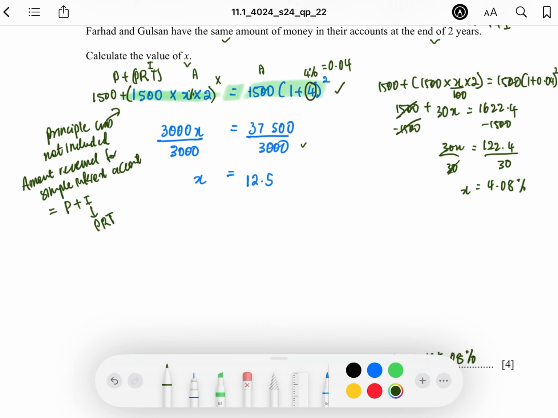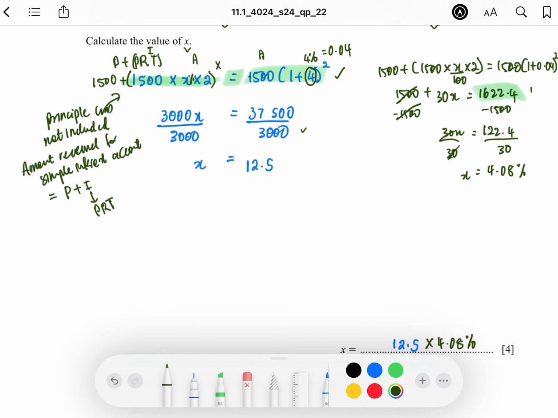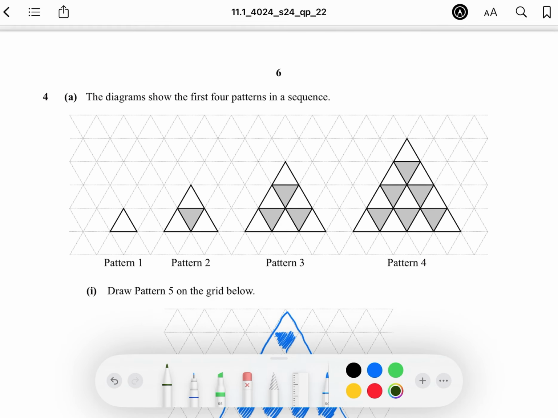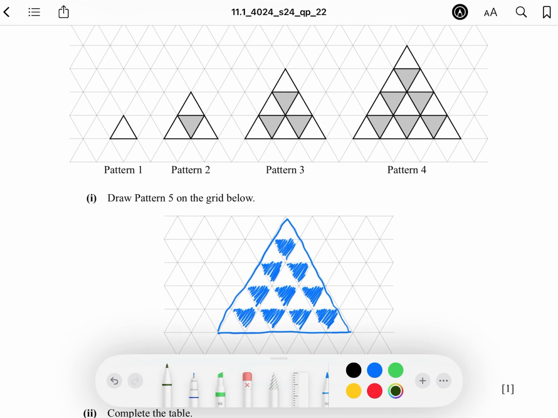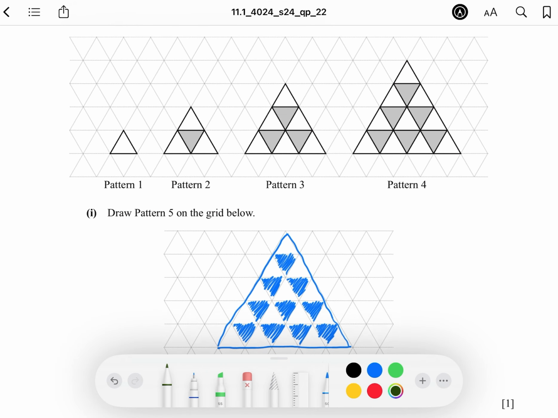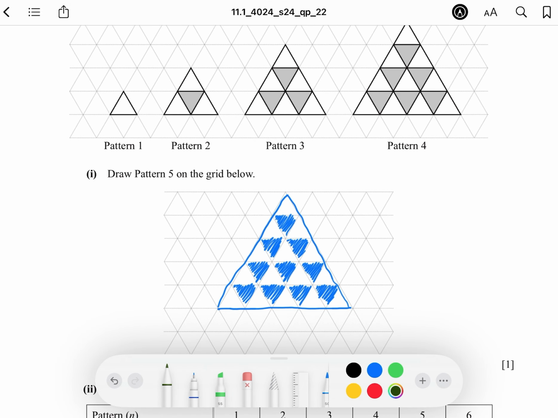If any of your working presents this number, you get 1 mark for that one because you have correctly calculated the compound interest. Okay, right. This one shouldn't be a problem. So this one, most of you were able to do it.